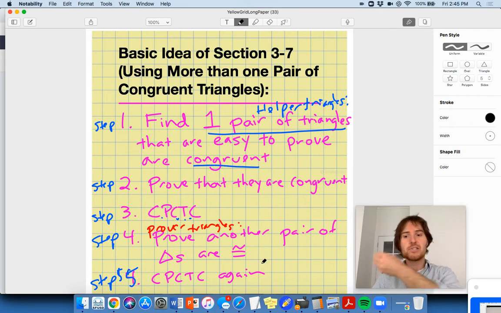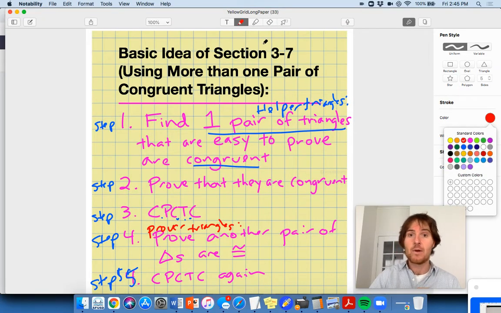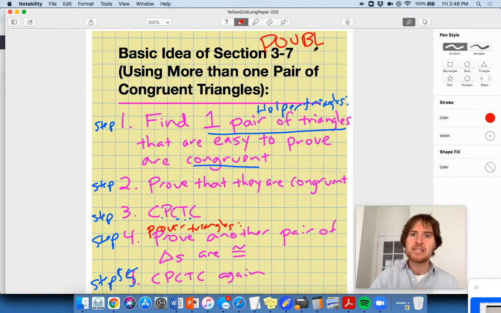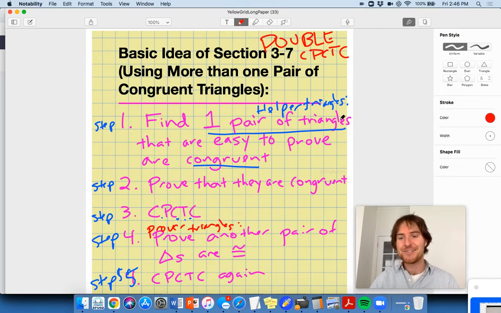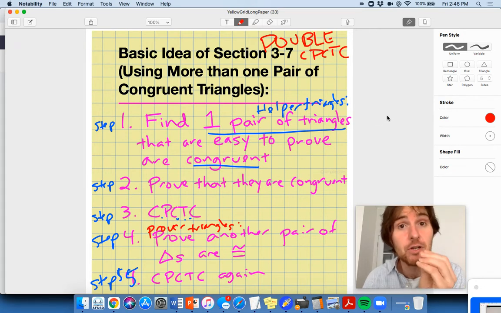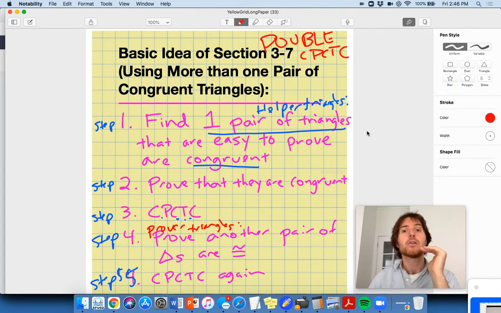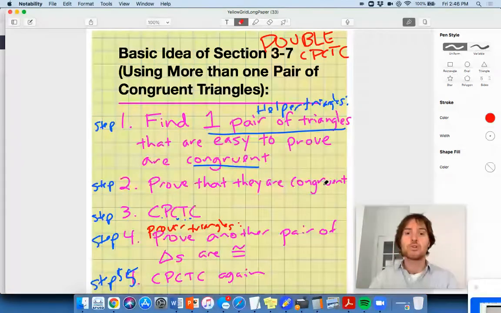And then once you get that second, harder-to-find pair of triangles congruent, you can use CPCTC again to perhaps prove what it was you were asked to prove. As a reminder, what I call this section is double CPCTC, because if CPCTC has not shown up in your proof more than once, you probably didn't do enough. As soon as you get triangles proven congruent through SAS, SSS, ASA, HL, SAA, then you use CPCTC to get some of the particular parts, be it a pair of angles or a pair of sides. Corresponding parts of congruent triangles are congruent.